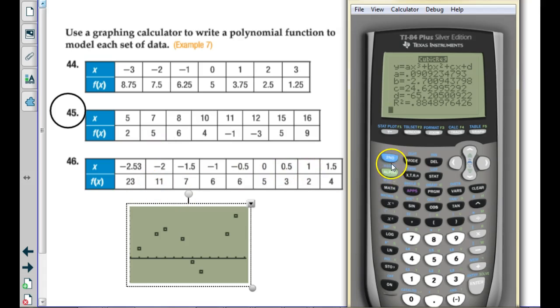We can go to the table, but how do you turn that on so it says Ask Auto? Do you remember? It's how you set up your table. Do you see it? Table set, which is second window, and you want it to say Ask Auto. Now if you go to table, which is second graph, you can tell it I want to know what's happening at 20, and it'll tell you that we'd have 74.4.